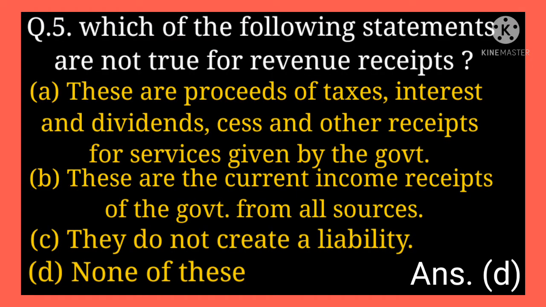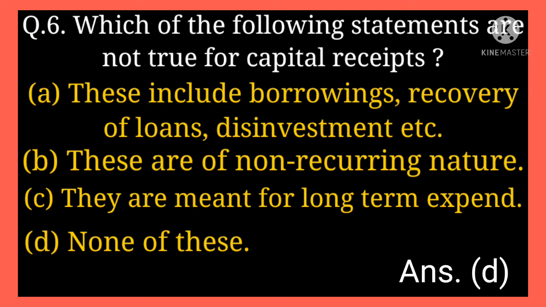Now the fifth question is, which statement is not true, that is false, for revenue receipts. We find that all these three, A, B, C, are true statements. Therefore the answer here is none of these. Now question 6 is, which statement is not true, that is false, for capital receipts. Here all the three statements A, B and C are true with respect to capital receipts. Therefore the answer is none of these, that is D.